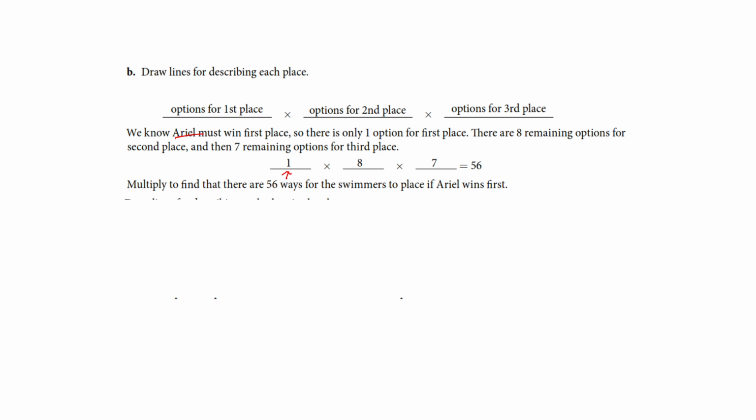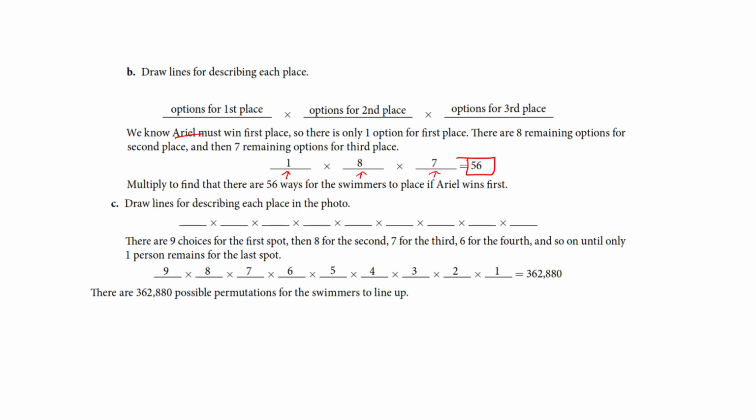One person has already taken up first place. We're still back down to 8. And now, since first and second are now filled, there's only 7 people left for third. So we multiply our choices. First times second times third. One person's got it. There's only one chance at first. There's 8 chances at second, 7 chances at third. Multiply those together. That's our total number of arrangements. There are 56 ways that Ariel can get first place.